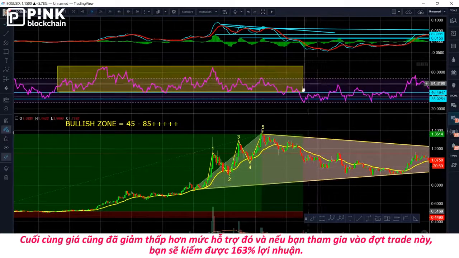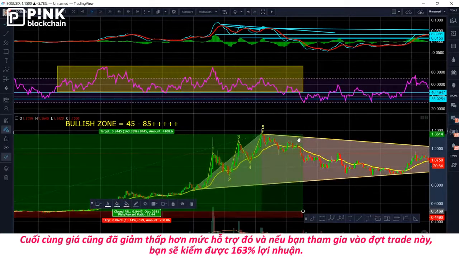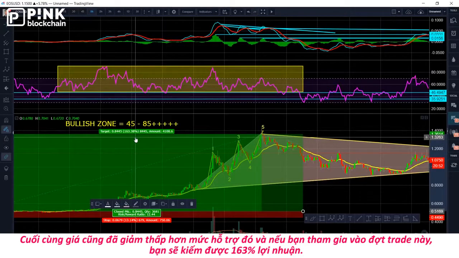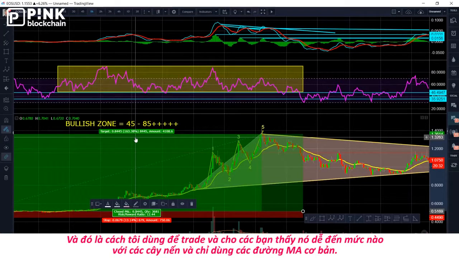So now, guys, now that we've broken it, finally, boom, you took the trade, right? And then you profited at 163%. Yahoo! That is a huge profit, guys. You put in $1,000. You just made a profit total of $1,630. You've just increased your money from $1,000 to $2,633.80. Okay, guys?